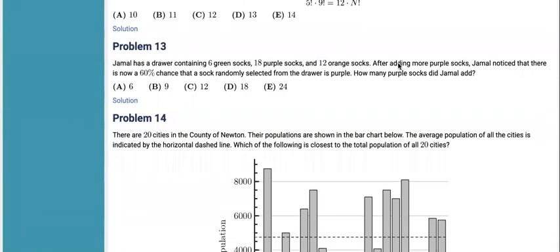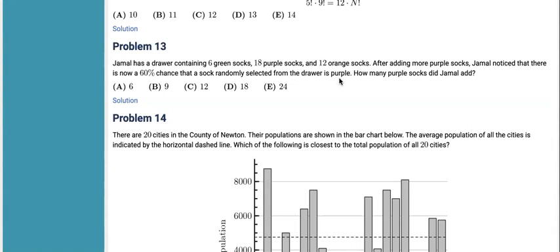Problem 13. Jamal has a drawer with 6 green socks, 18 purple socks, and 12 orange socks. After adding more purple socks, now there's a 60% chance a randomly chosen sock is purple. How many purple socks did Jamal add? Okay, that isn't too hard. So there's a total of 36 socks and 18 purple socks, right? Let's say he added X purple socks, so (18 plus X) over (36 plus X) is equal to 60%, so that's 3/5. 18 plus X times 5 is 90 plus 5X, equals 108 plus 3X. So 2X equals 18, so it should be 9.